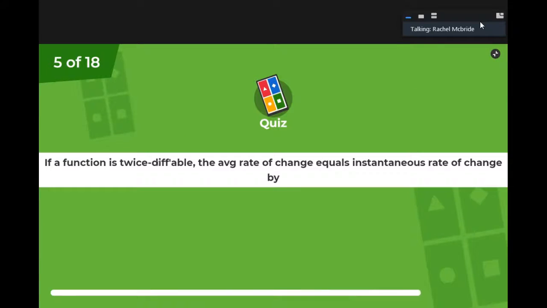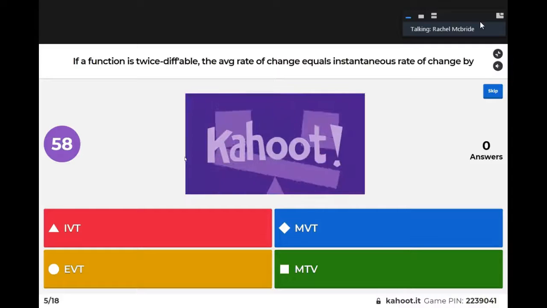If a function is twice differentiable, I just ran out of space. The average rate of change equals the instantaneous rate of change by what theorem?